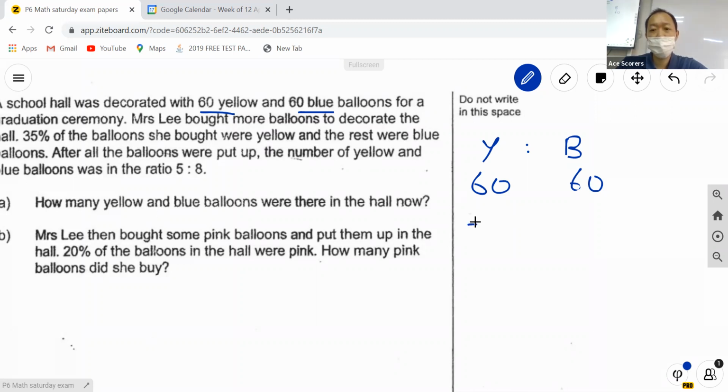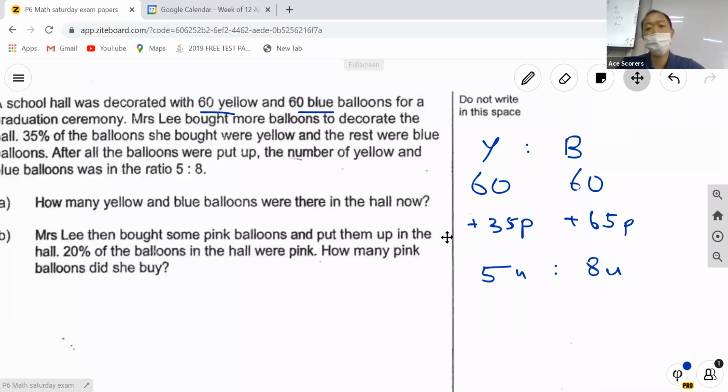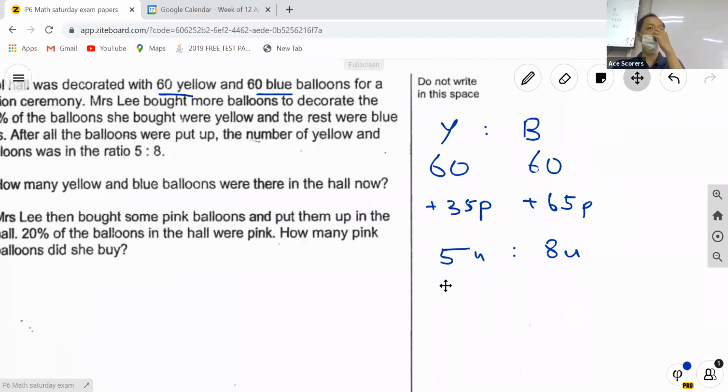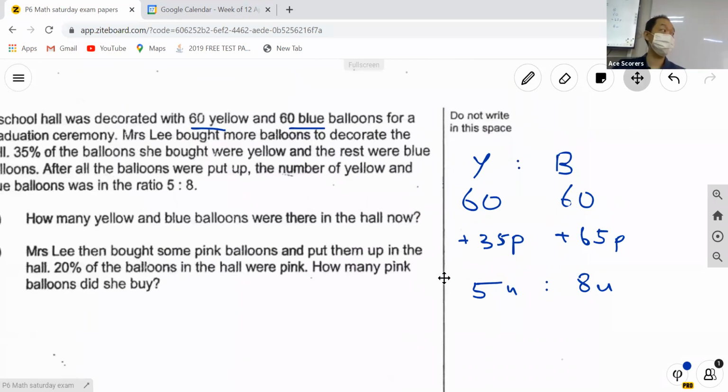So here plus 35%. Now, sorry, it's not plus 35%. I call it 35 parts. And then here plus 65 parts. Okay. Then after that, the number of yellow to blue was 5 to 8. So 5U is to 8U. See, we have units and parts again. This school knows that units and parts are the most difficult question.